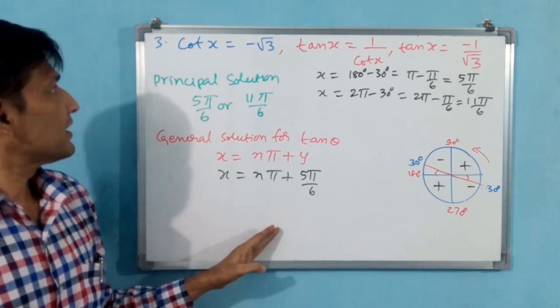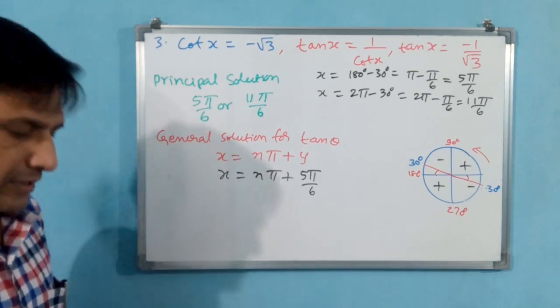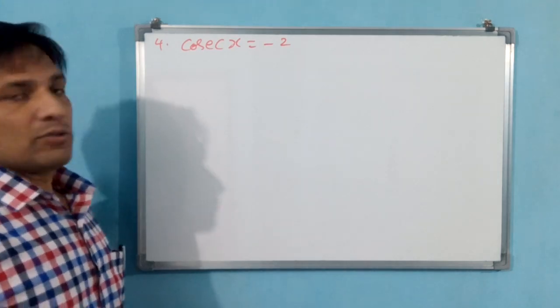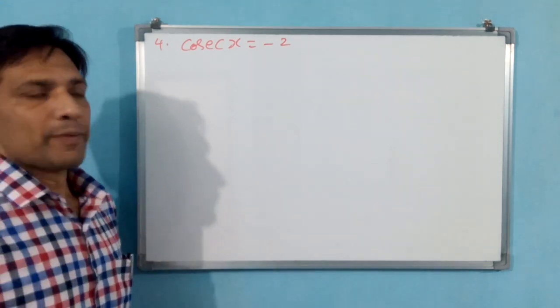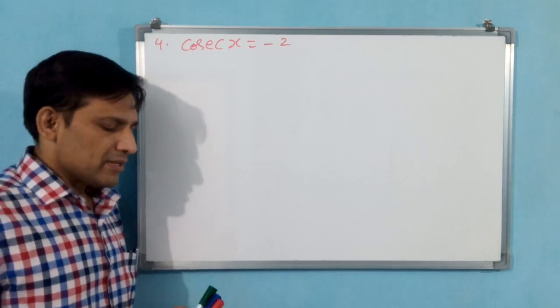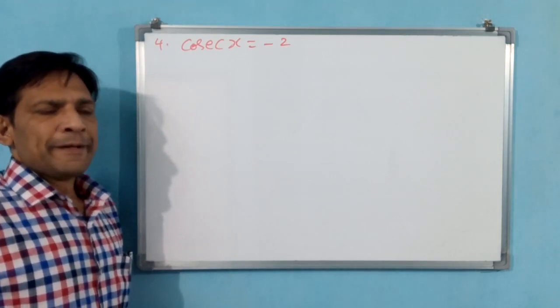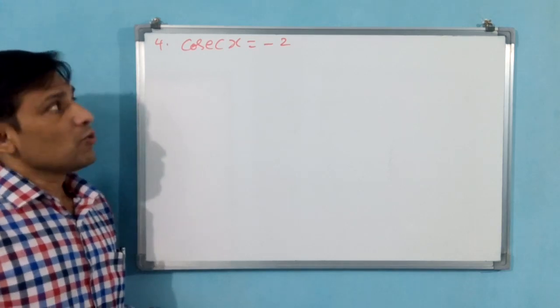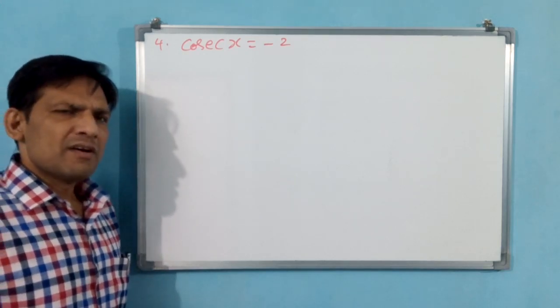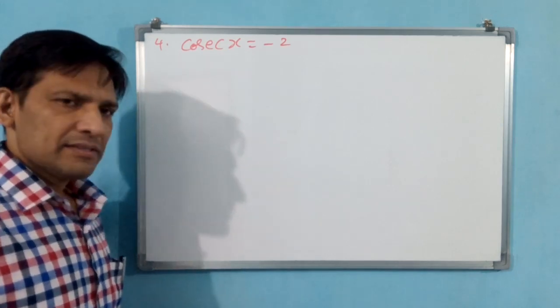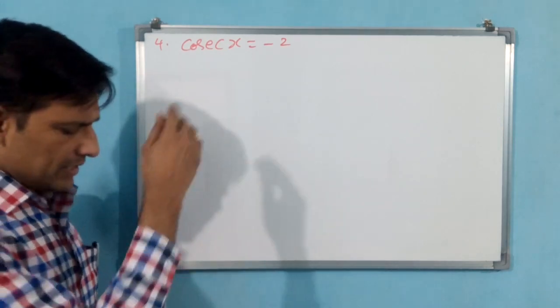Okay, let us go for the fourth question. Cosecant x is equal to minus 2. We have general solutions for sine, cos, tan. Cosecant means you can convert it to 1 by sine theta. 1 by sine theta is equal to cosecant theta, or sine theta is equal to 1 by cosecant theta, right?